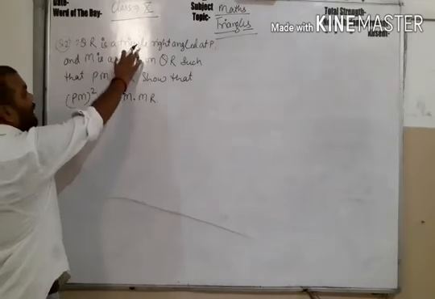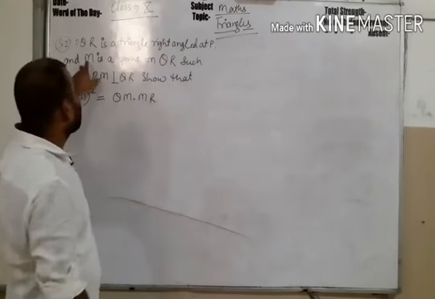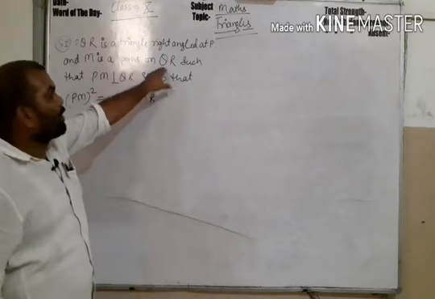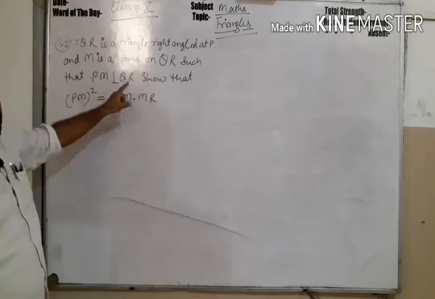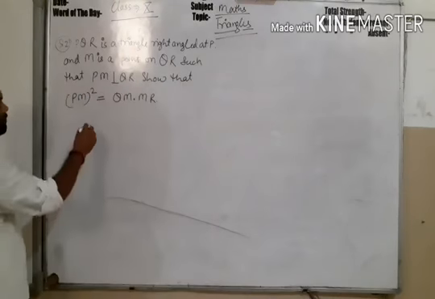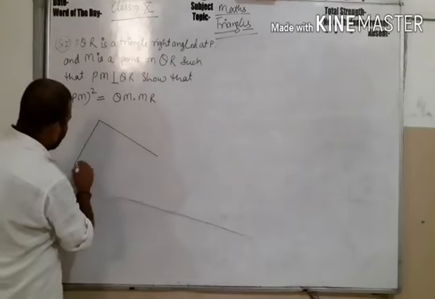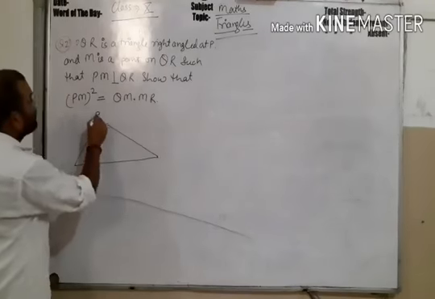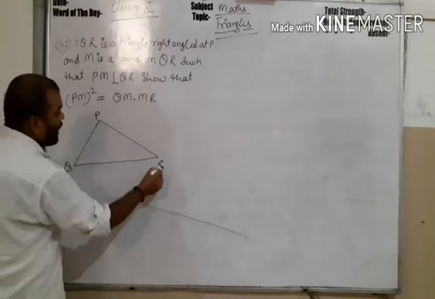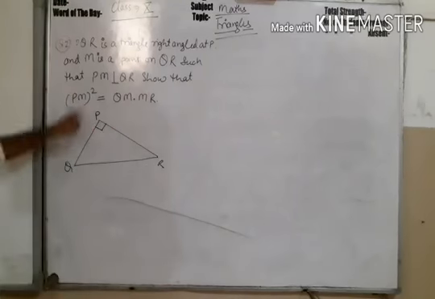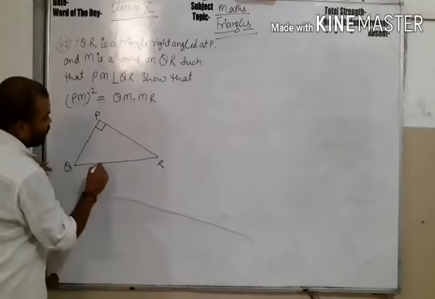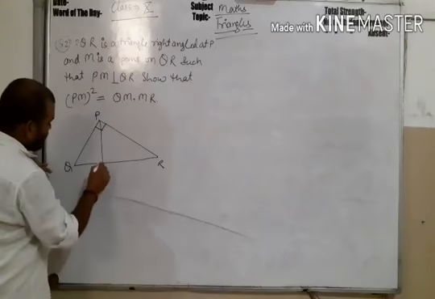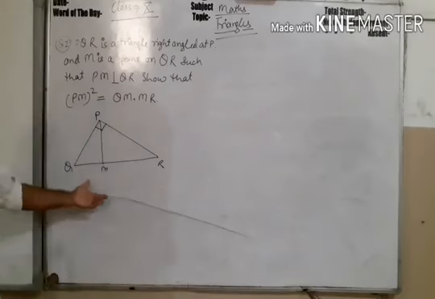Okay. So the question is that PQR is a triangle which is right angled at P and M is a point on QR such that PM is perpendicular to QR. So we need to draw a figure for this. Let's draw a figure. Suppose this is the triangle PQR, right angled at P, and M is any point on QR such that PM is perpendicular to QR.